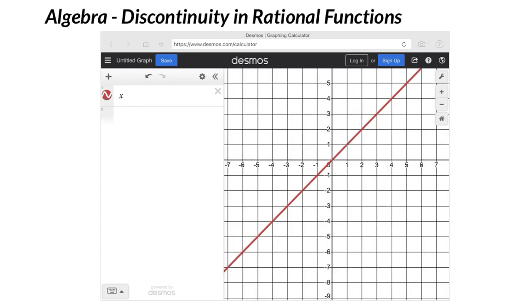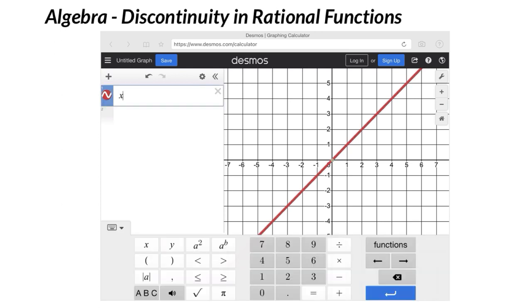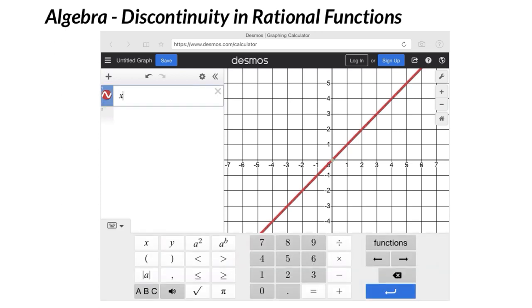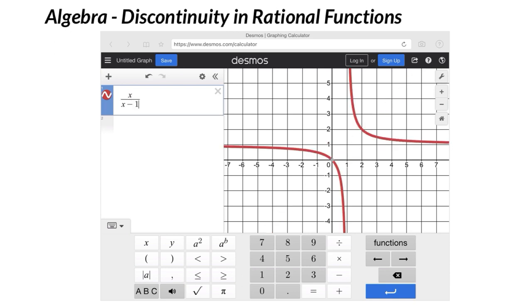Let's talk about discontinuity in rational functions. So rational functions are functions that are written as fractions that consist of a function in the numerator and a function in the denominator. So for example, something like this, x divided by x minus 1. Now, I hope the first thing you notice here is that we have this spike in the graph at 1. We call this a vertical asymptote.